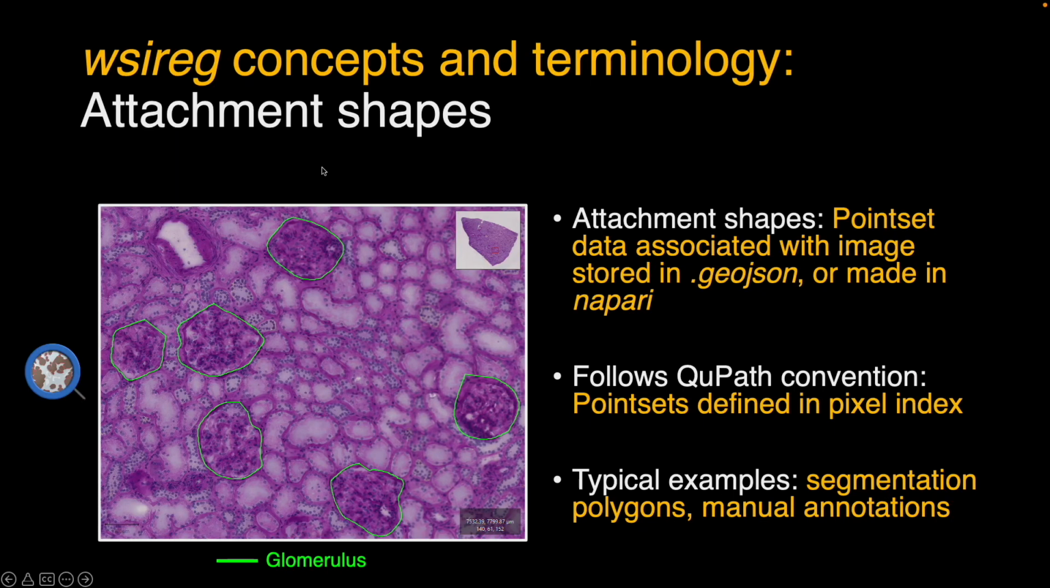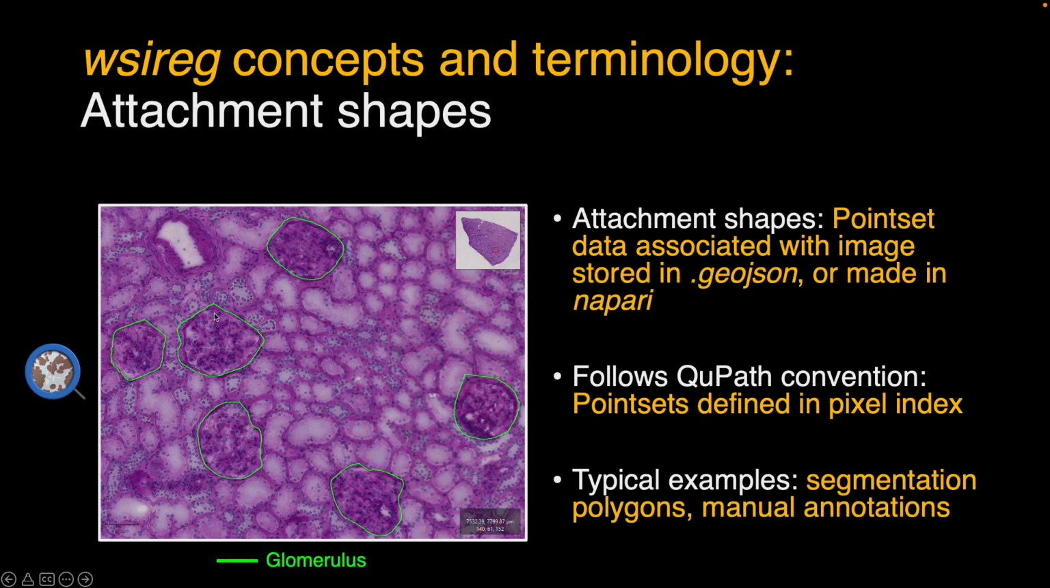The counterpart to the attachment image in wsireg for point sets is what's called the attachment shape. These are point set data associated with an image, and these have to be stored in GeoJSON. This is partially for integration with QuPath. It's an easy import and export from QuPath of your point set data, so things like QuPath annotations or detections. We follow the QuPath convention, so point sets are defined in the pixel index rather than the physical index. And your typical example is segmentation polygons or manual annotations.